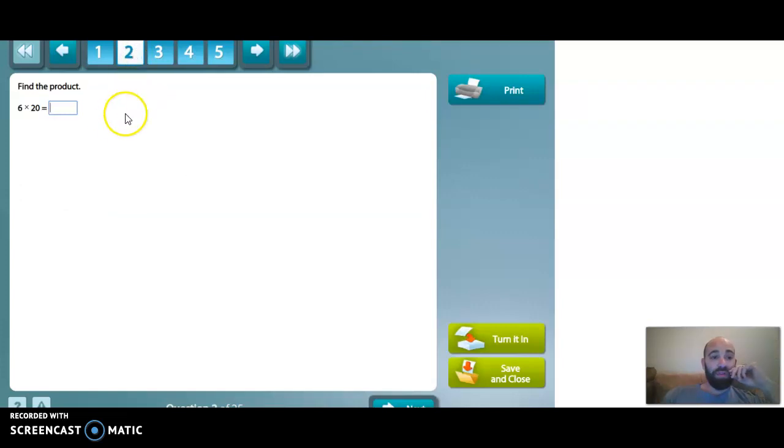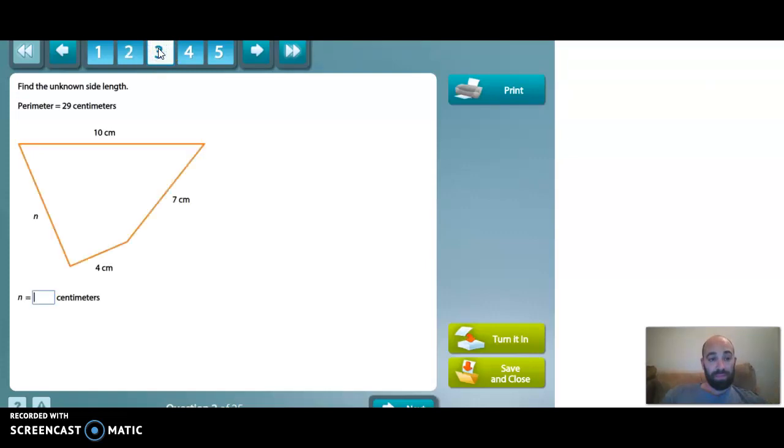Question number 2, find the product, 6 times 20. We learned how to multiply multiples of 10. This is checking if you're able to do that. The perimeter, we have to find the unknown side length. I love this question. It gives us some sides, 10, 7, 4, and then an unknown for n. We know the entire perimeter is 29, so what is missing? That is your unknown.